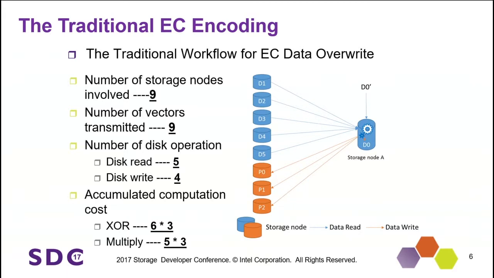So how can we optimize the above cost parameters for data overwrite in order to reduce the network, computation and disk workload? Refraction-encoding is raised to optimize them. It has been mentioned a few times before.